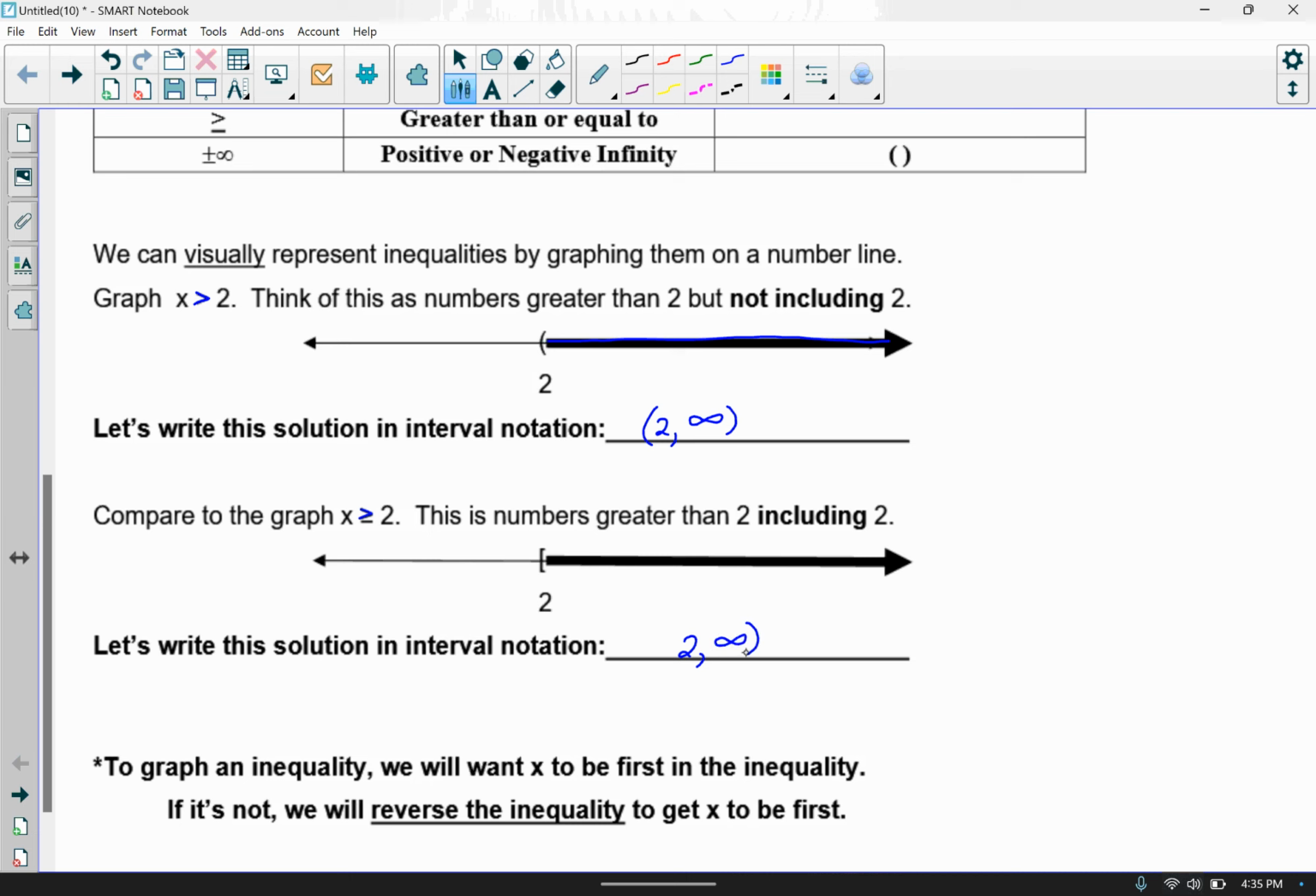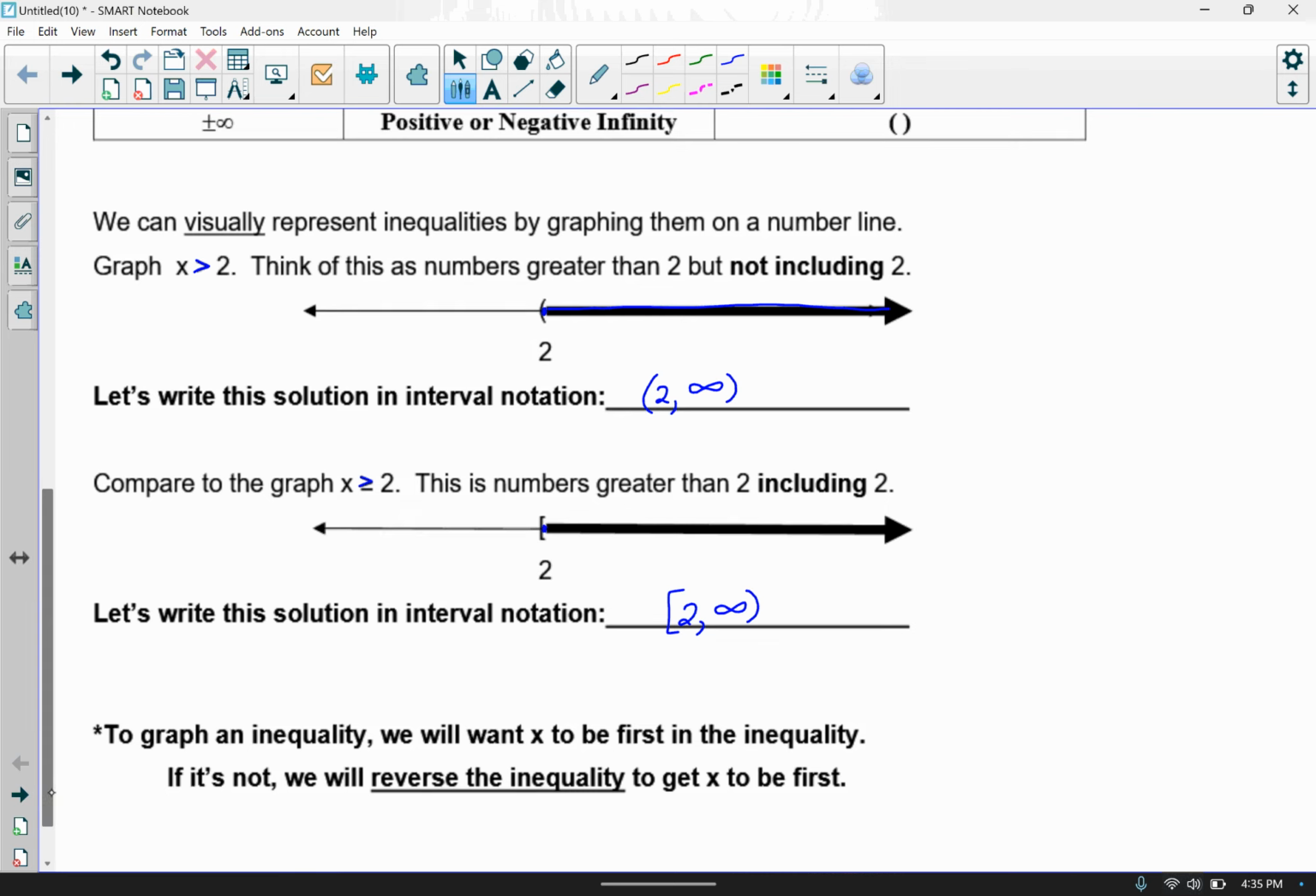Infinity always gets a parenthesis, but this time, since we were able to equal the 2, that 2 is getting a hard bracket. Okay. Now, I know my graph isn't showing this here, but there shouldn't be a space there. It is coming up and right equaling that 2. There's not a gap there.